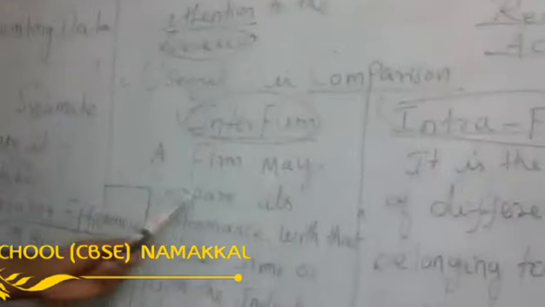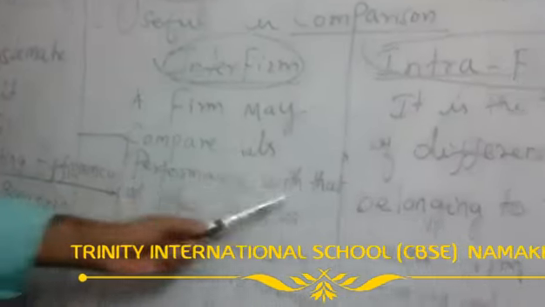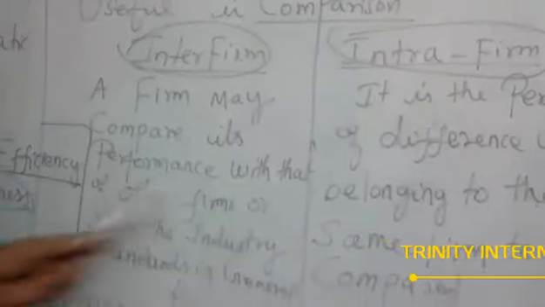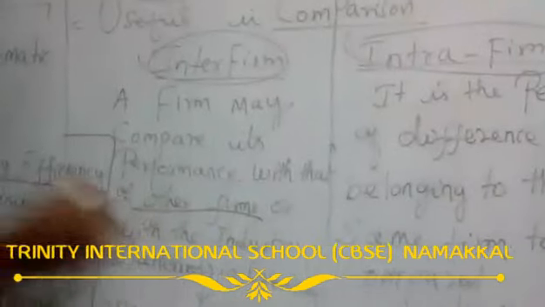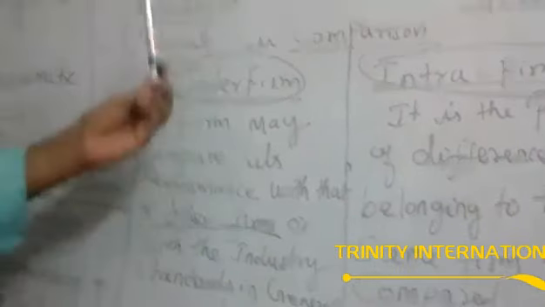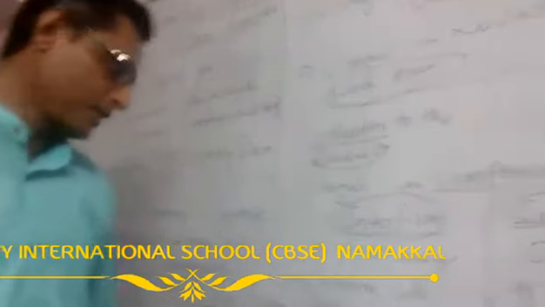Then finally, it is useful in comparison. It is helpful for inter-firm and intra-firm comparison. This is a very important discussion. Here, what do we mean by inter-firm? A firm may compare its performance with that of other firms or with the industry standards in general. It is the same company compared with an opposite or competitor company. Okay, that's inter-firm. It is also called cross-sectional analysis. The other name is cross-sectional analysis, that is, inter-firm comparison.